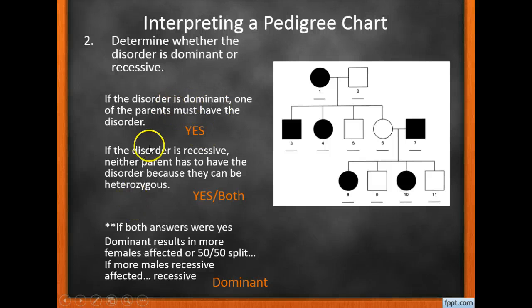If the disorder is dominant, one of the parents must have it, and we have that, so the answer is yes, so it can be dominant. If the disorder is recessive, neither parent has to have the disorder because it could be heterozygous, so yeah, it still could be dominant or maybe even recessive, so we have to go to the next statement. Dominant results in more females affected, or a 50-50 split, and that is shown here. We have 4 females to 2 males that are seeing it, so we do have an X-linked dominant trait being passed down here. So the mode of inheritance is X-linked dominant.